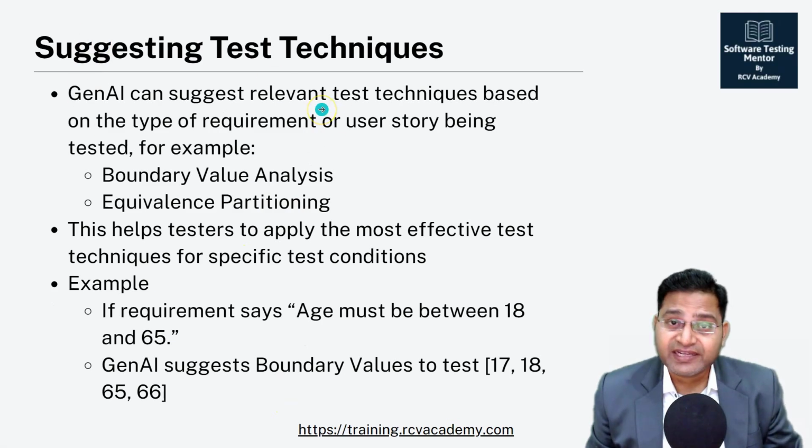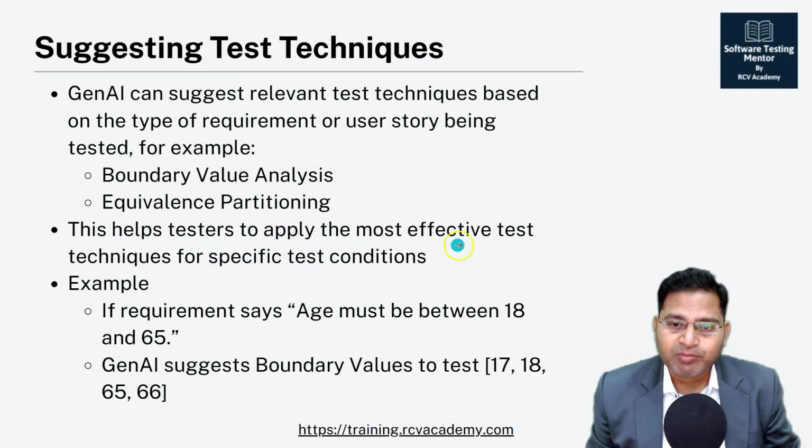Then suggesting the test techniques. Generative AI can suggest relevant test techniques based on the type of requirement or user story being tested. For example, should you use boundary value analysis or equivalence partitioning in this user story? If yes, can you suggest which test technique will be the best to use for this user story? So you get suggestions on the test technique to use for a particular user story.